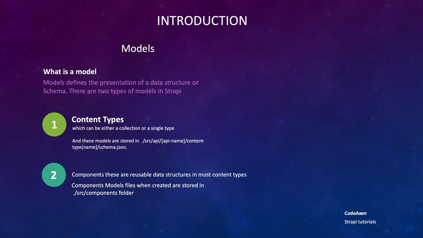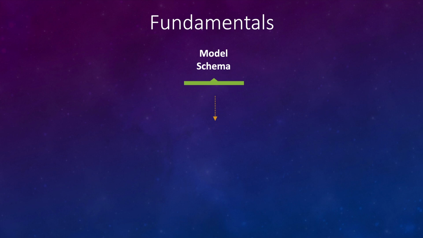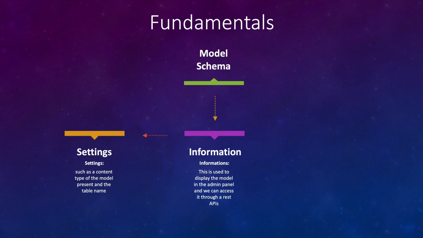Our model schema will contain the following. One, it will contain the settings, such as the content type of the model present and the table name. Then the second will be the information. This is used to display the model in the admin panel, and we can access it through a REST API. Third contains attributes. This describes the data structure of our model. Okay, let's now head to our project and see how this model schema is laid out.